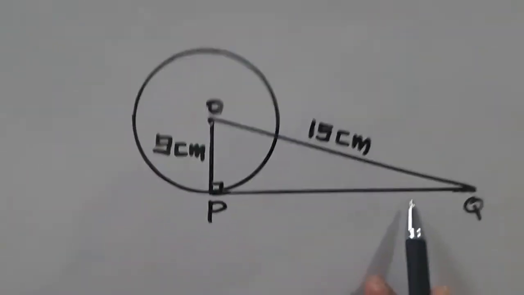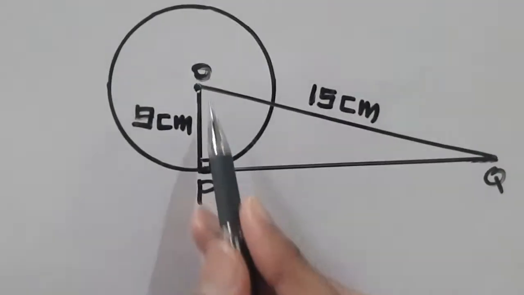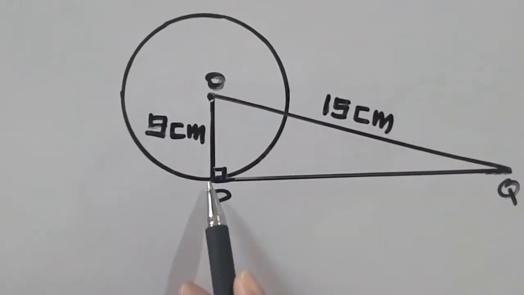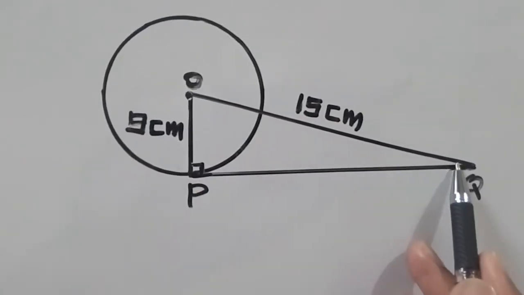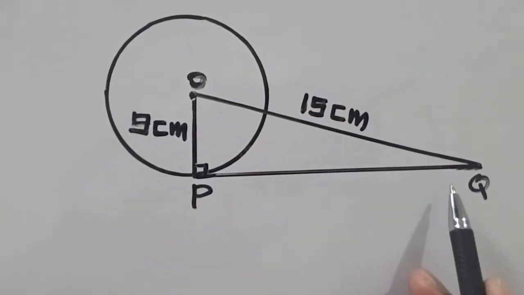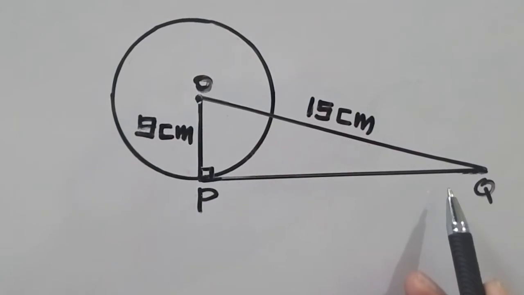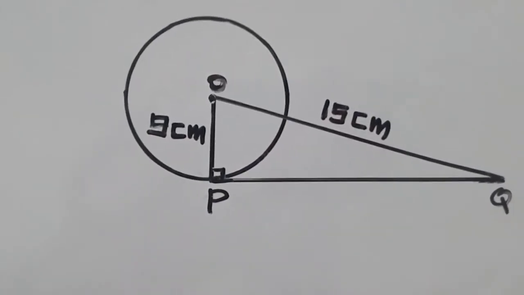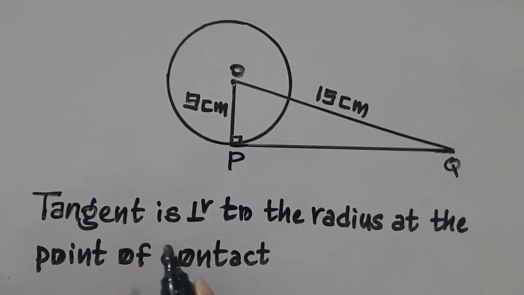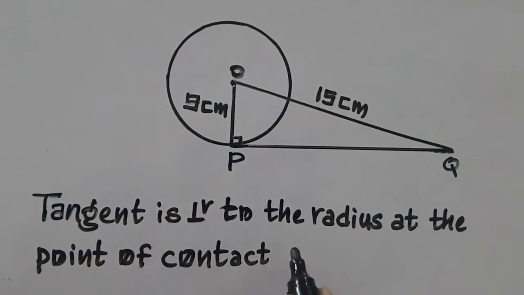Here PQ is the tangent of the circle and OP is the radius, equal to 9 centimeters given, and OQ is equal to 15 centimeters given. Find PQ, means find tangent PQ. See here, the second problem and fourth problem are the same steps.